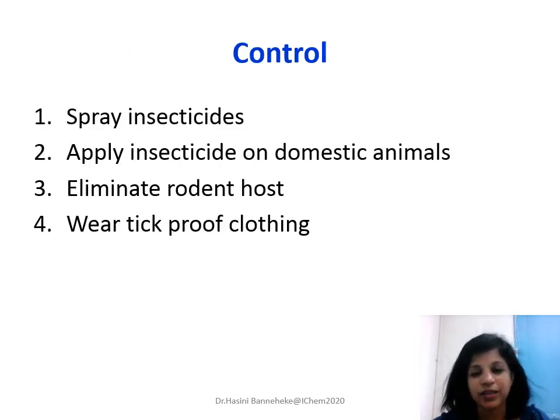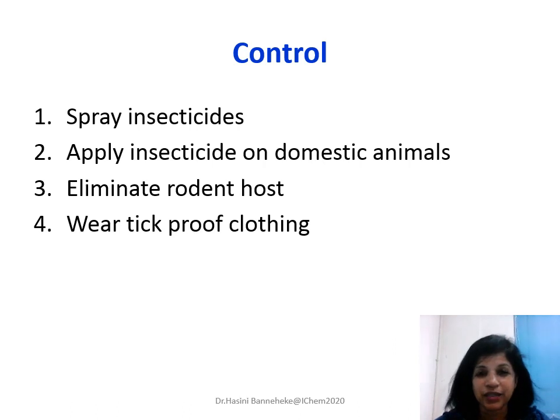So moving on, this is how you can control the hard ticks and the soft ticks both. Now here we are going to talk about hard ticks. In fact, we can use insecticide chemicals to kill the hard ticks. We can also use certain chemicals on the domestic animals which have hard ticks on them, so that we can kill again the hard ticks on the pet animals or the other domestic animals.